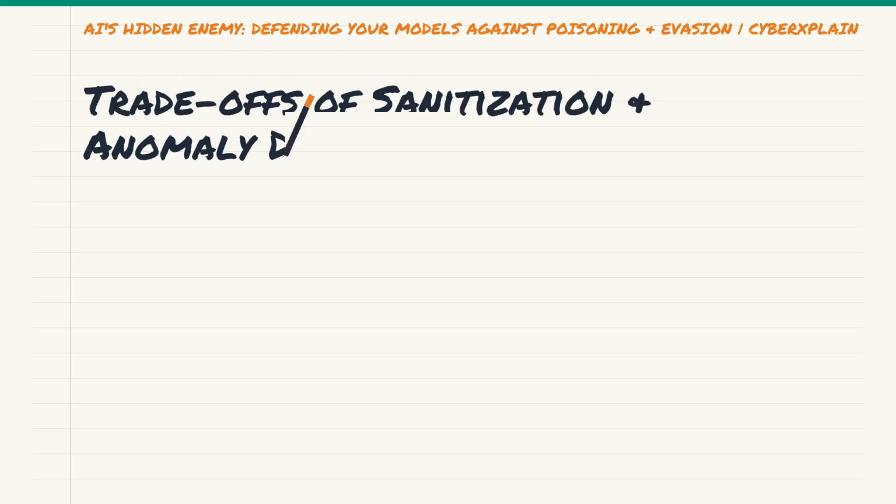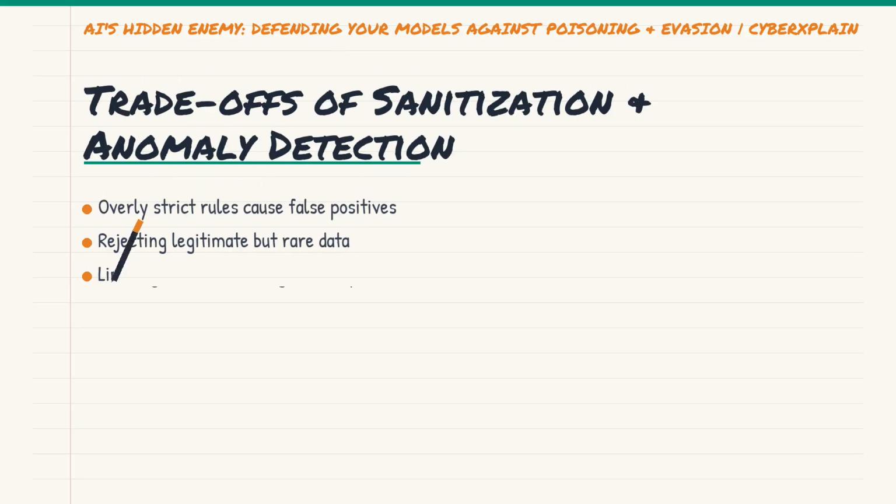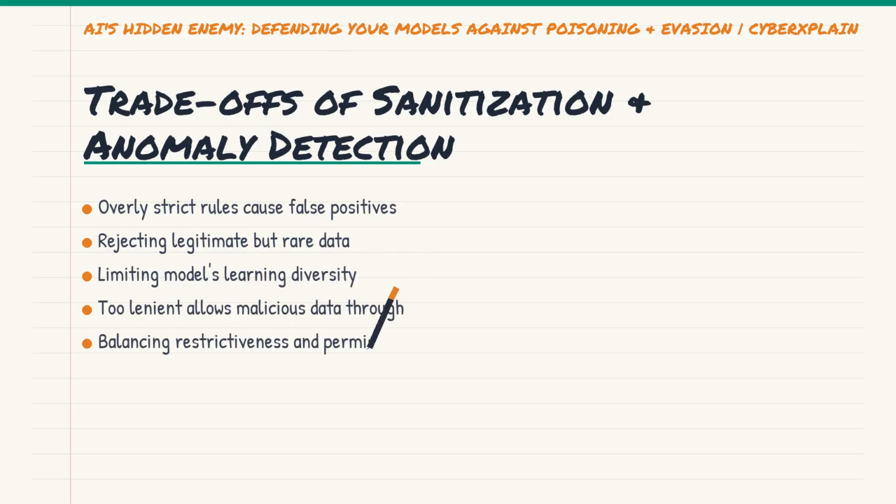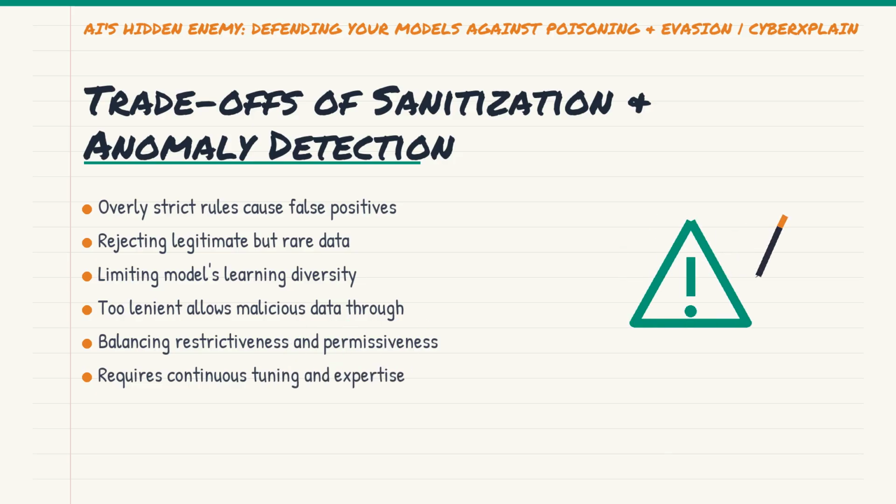While incredibly powerful, data sanitization and anomaly detection aren't without their trade-offs. Overly strict rules might lead to false positives, where perfectly legitimate but rare or unique data points are rejected, potentially limiting the model's ability to learn from diverse cases. This could be particularly problematic in medical contexts where rare diseases might present as anomalies. On the flip side, rules that are too lenient will let malicious data slip through. There's a constant balancing act between being too restrictive and too permissive, often requiring domain expertise to tune. It's an ongoing process, not a one-and-done solution.